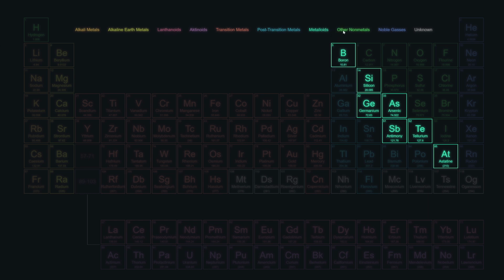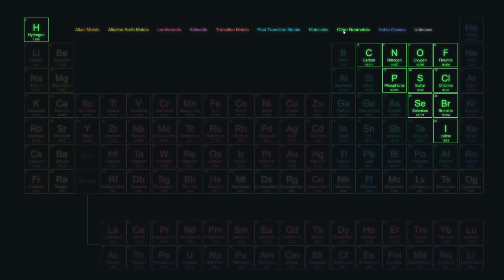Following the metalloids, we have one that's pretty self-explanatory, which is the nonmetals. Obviously, the reason that they're called nonmetals is because they're not metals. They also have properties that are completely opposite to the properties of metals. For example, they're really brittle and they're really bad conductors of heat and electricity.